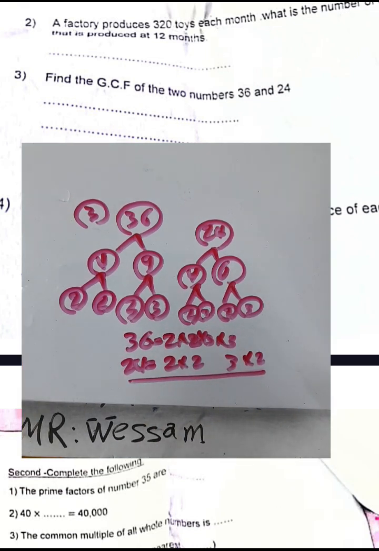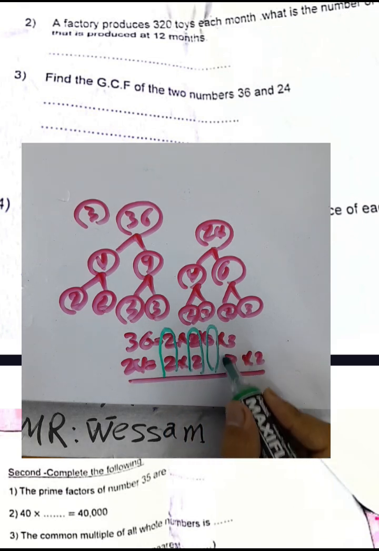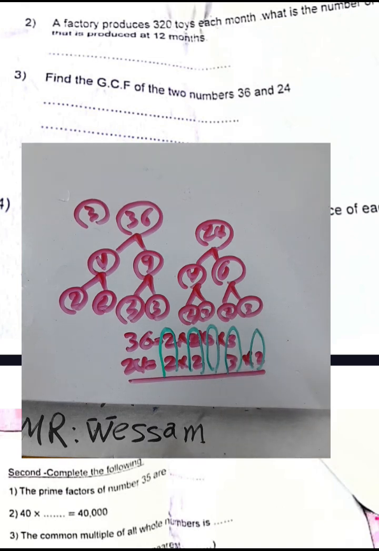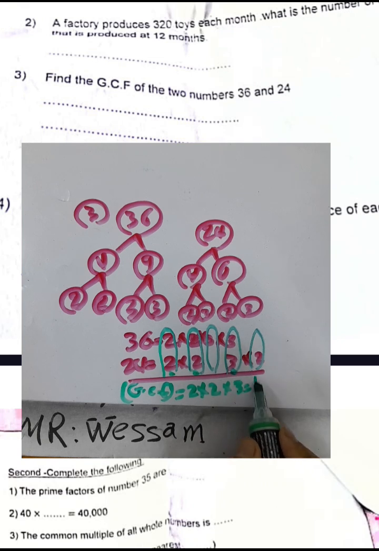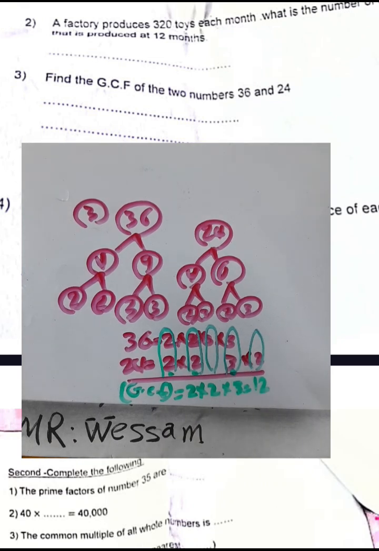And then you can draw circles around the common numbers here. You want to find the greatest common factor between them. We can write 2 times 2 times 3. 2 times 2 is 4, 4 times 3 is 12. Then the greatest common factor between them will be 12.